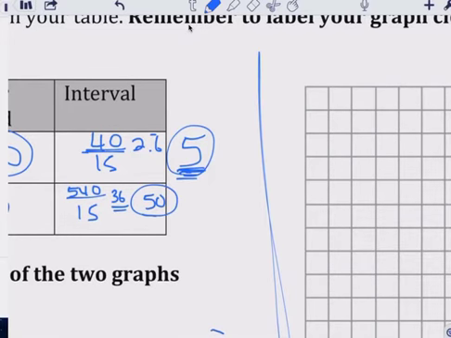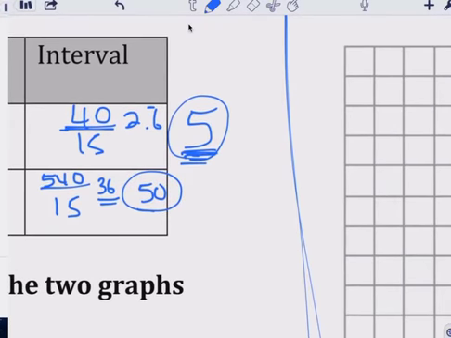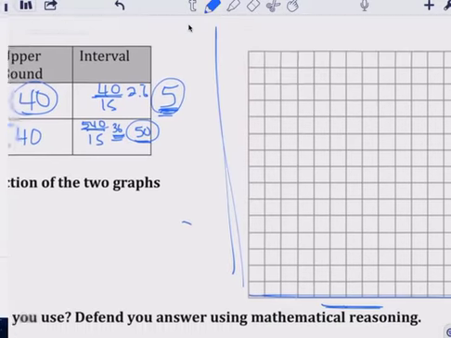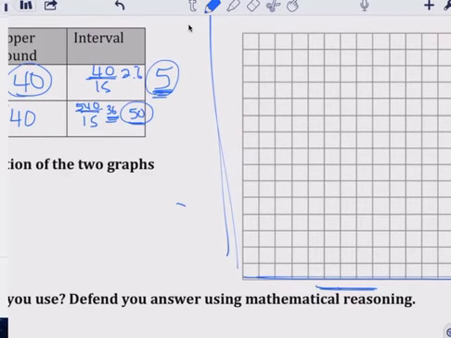So we count by 5, 1, 2, 5, 10, 20, 25, 50, and then 100, of course. But like this one here, when you divide by 15, you get 36. So you can't count by 20 because it's not enough. The closest number that's easy to count by is 50, which is higher than 36. And that's how you get your interval to do this.